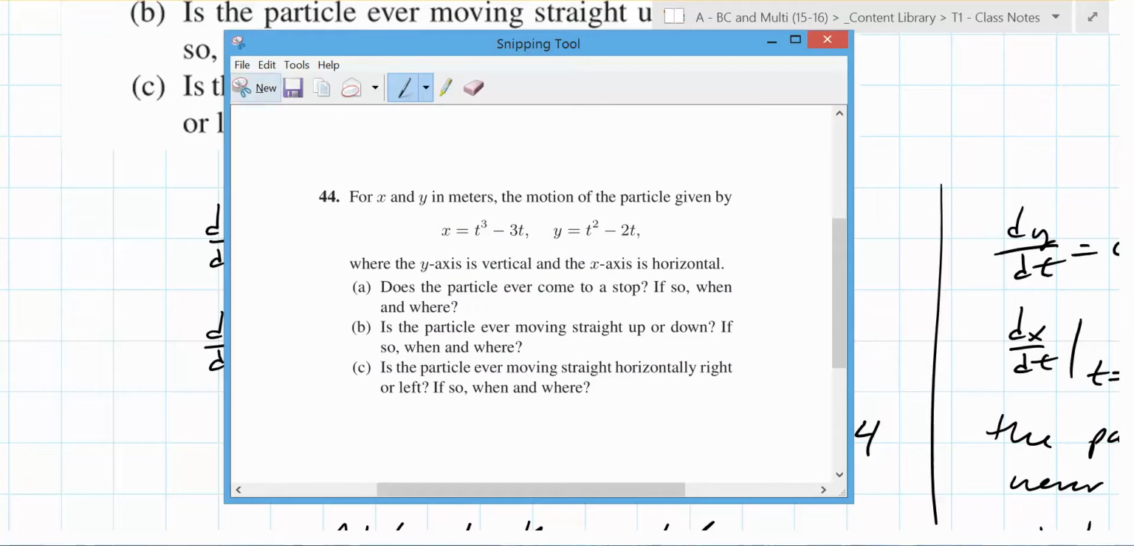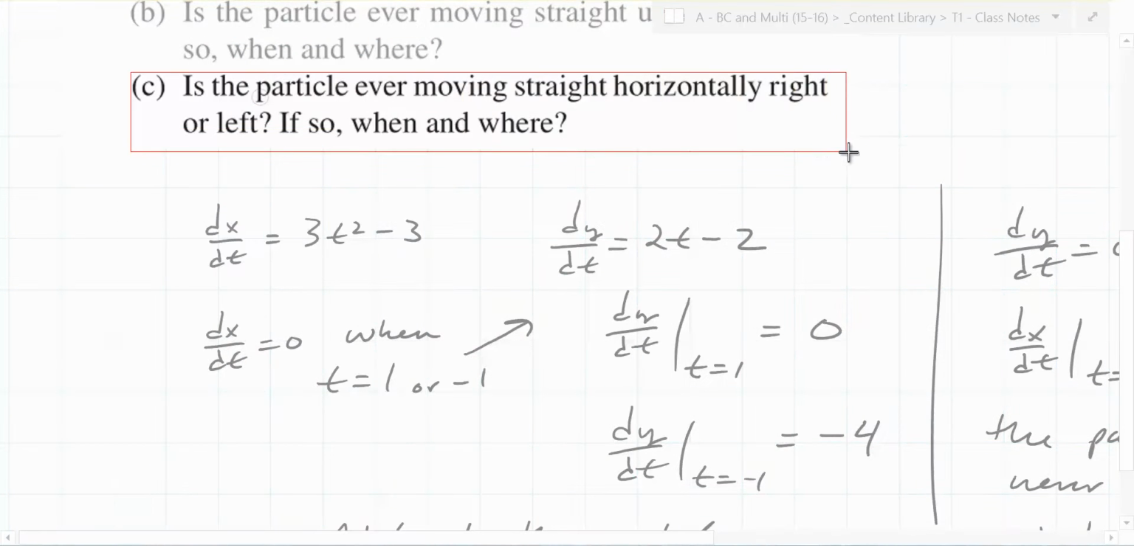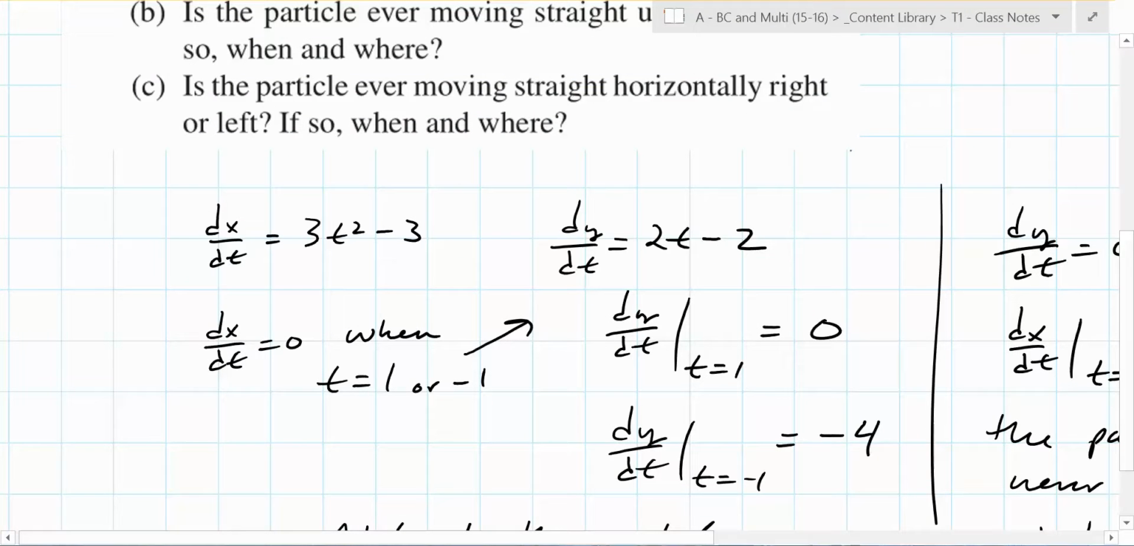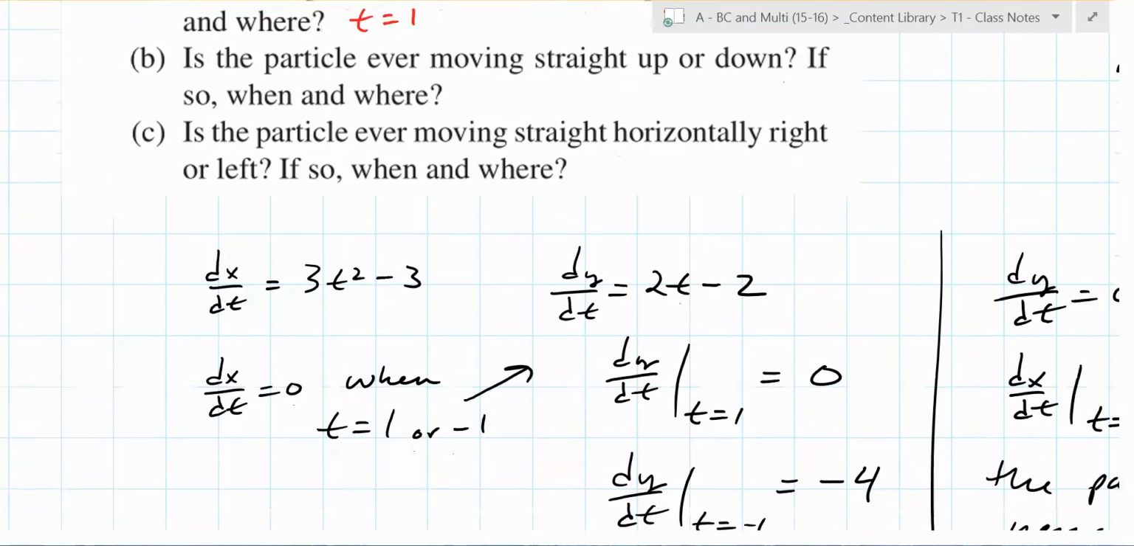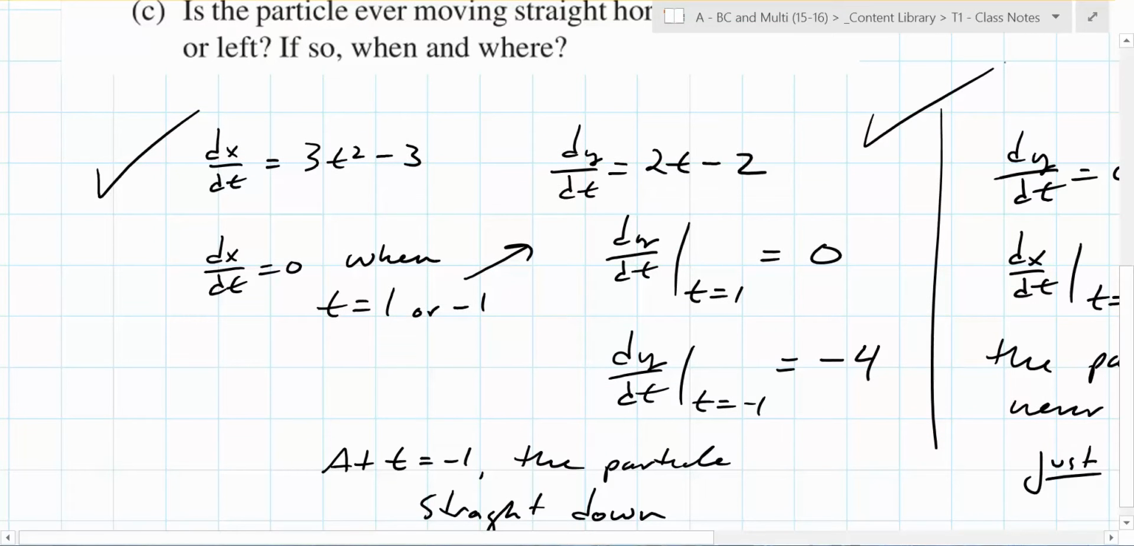So part C here asks us, is the particle ever moving straight horizontal? Oh, did we already just do that? Oh, I'm sorry. Okay, we're done. Does that make sense?